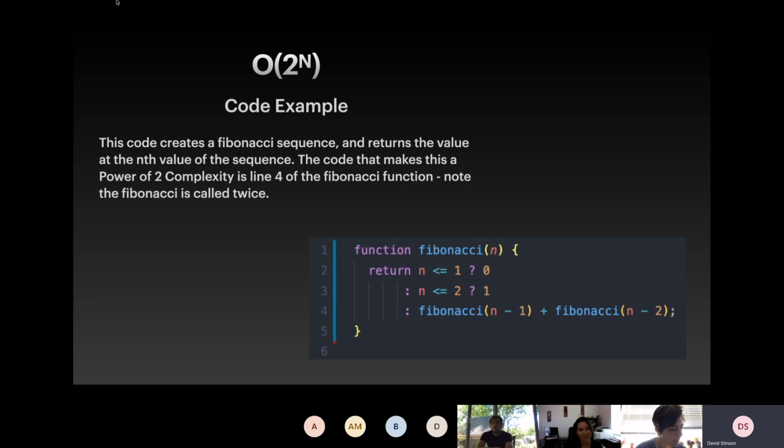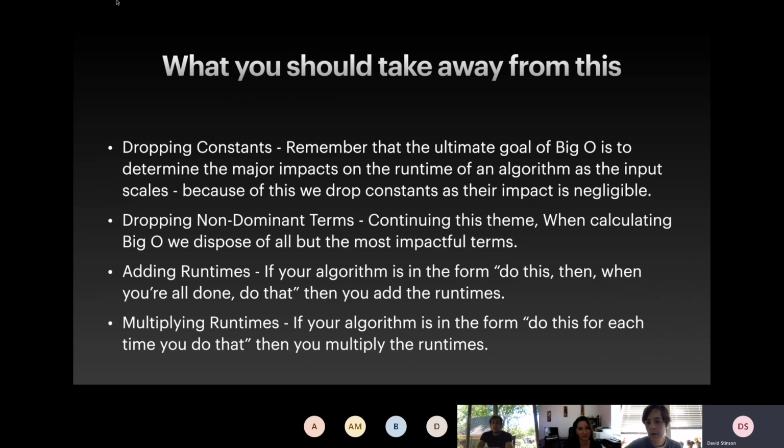All right. Any questions about any of this so far? Because we're basically done. Let's see what we covered today. So we did dropping constants. We want to determine the major impacts of a runtime of an algorithm, so that's why we drop constants. We drop non-dominant terms. Again, we want to determine what is really impacting the runtime of an algorithm and what is most impactful on it. So that's why we drop non-dominant terms.